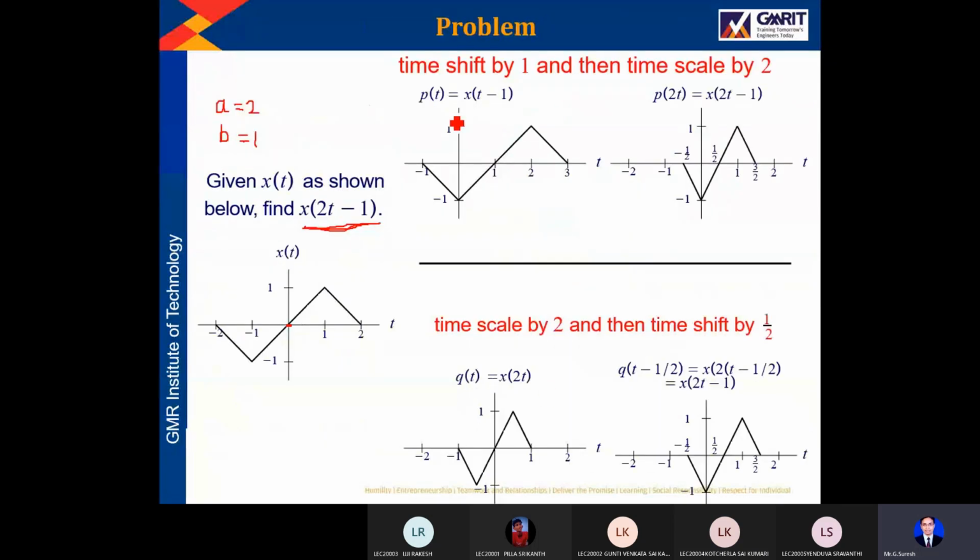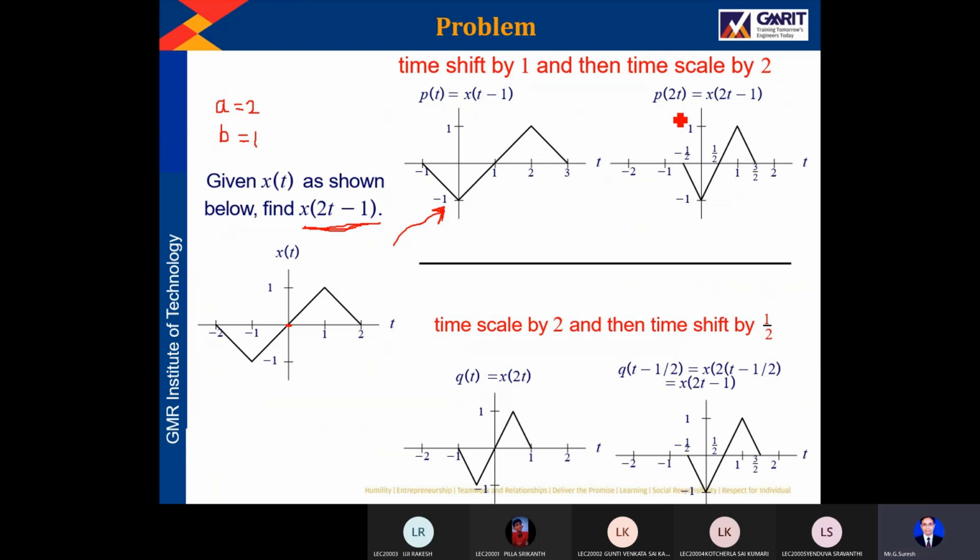So first perform time shifting. You have to use b equal to 1, so take x of t and perform x of t minus 1. What happens is that from minus 2 onwards it will be shifted, so plus 1 means it will start appearing from minus 1 onwards. This particular amplitude will appear at 0. Like this the signal will shift. This is x of t minus 1.